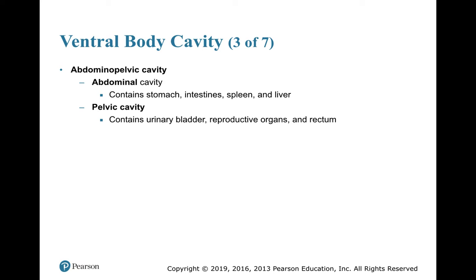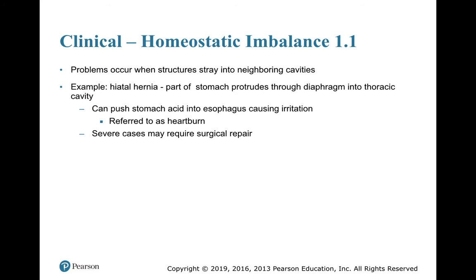The abdominal pelvic cavity is actually two cavities: the abdominal cavity, which has the stomach, intestines, spleen, and liver, and the pelvic cavity that has the urinary bladder, the reproductive organs, and the rectum. But there is no anatomical structure that separates the abdominal cavity from the pelvic cavity the way the diaphragm separates the thoracic cavity from the abdominal pelvic cavity. We can get some first homeostatic imbalances here when structures stray into neighboring cavities.